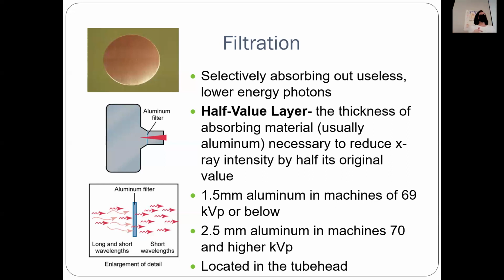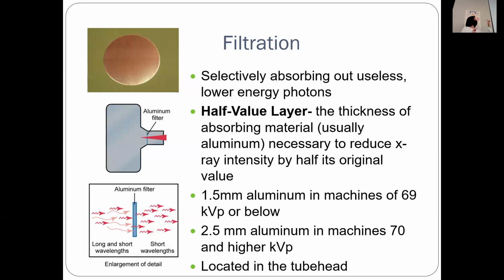So KVP affects the wavelengths by, if you increase your KVP, you dial up the power, then you're going to be generating shorter wavelength, higher frequency, better penetrating X-rays. The lower your KVP is, then they're going to be long and lazy, not as penetrating. Kind of makes sense. Turn up the power, they're stronger, turn down the power, they're weaker. You can think of it like that.